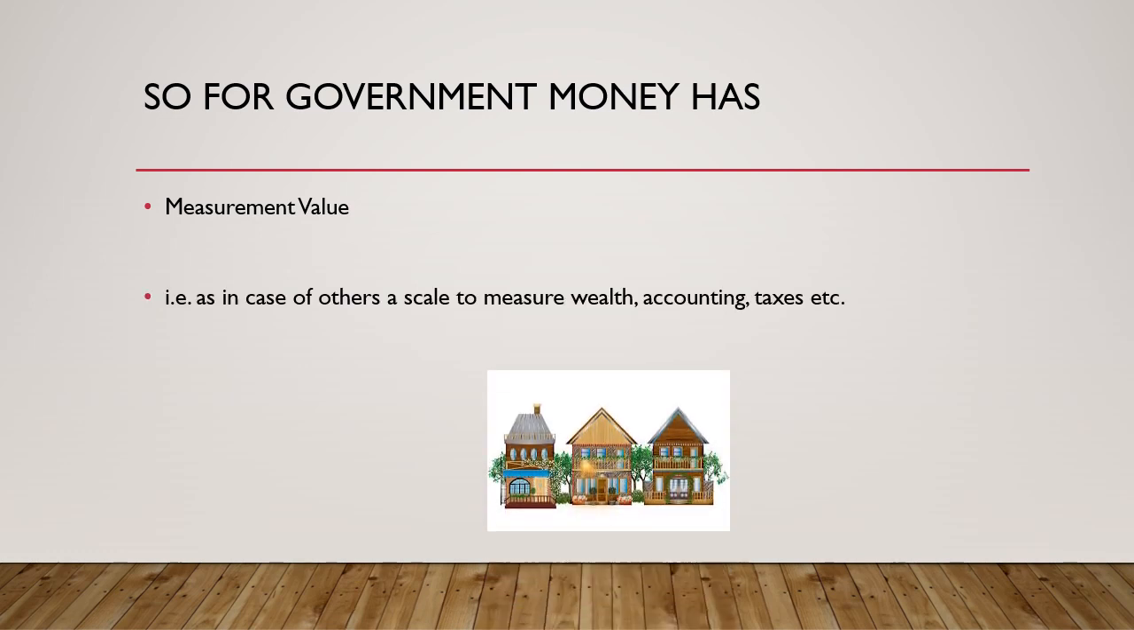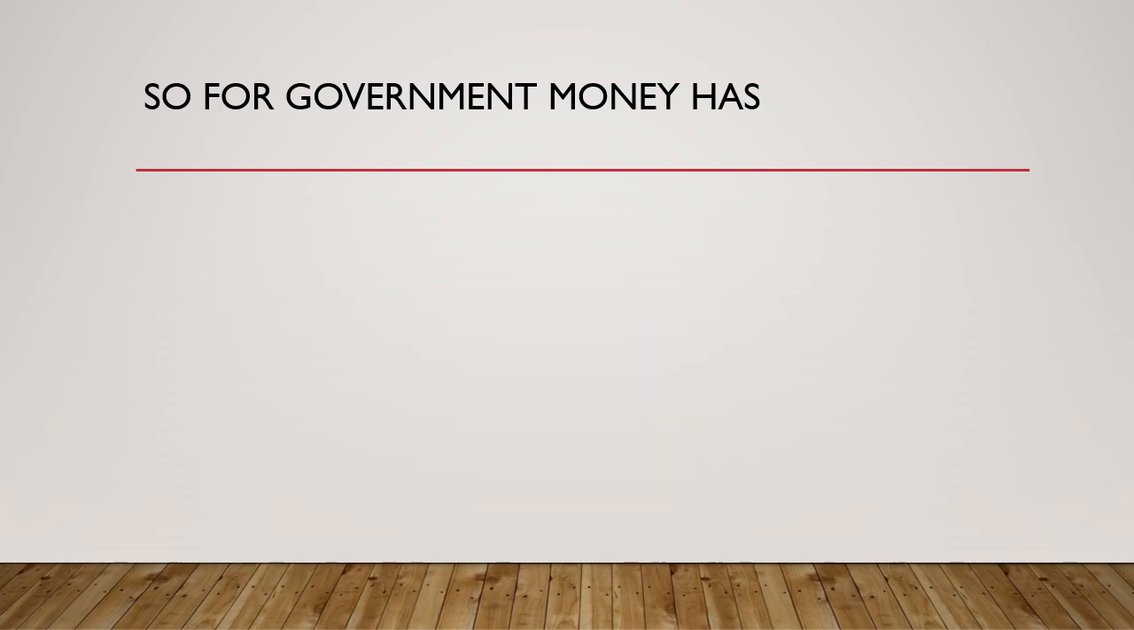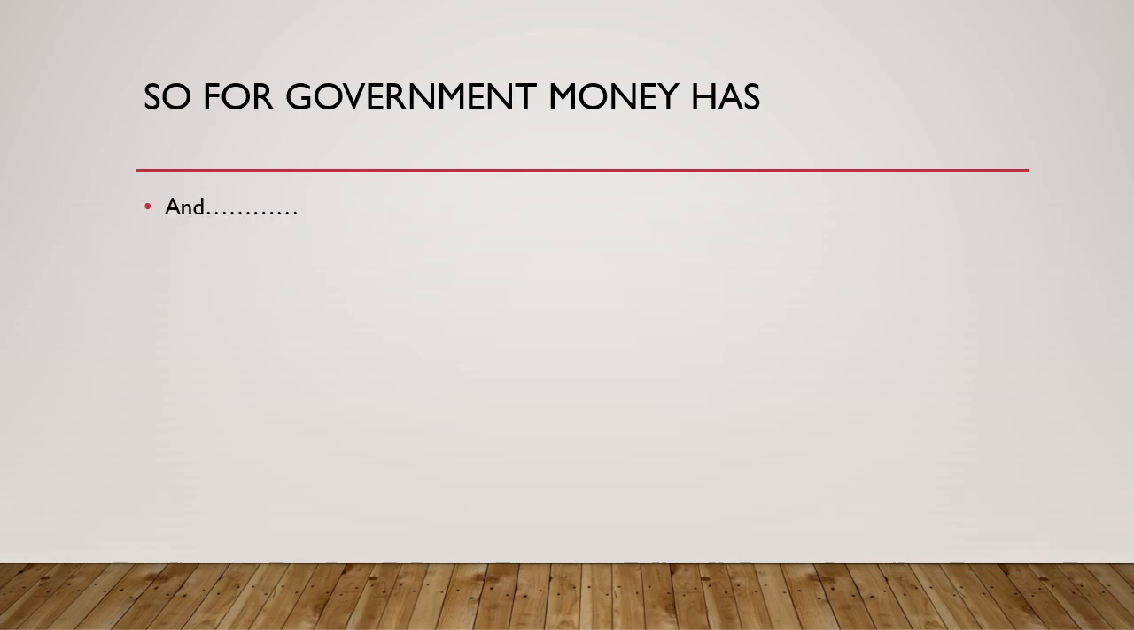Like for us, it measures its wealth, taxes, etc. using money. It's like a scale, like we measure distance in kilometers and miles. Money also has a medium of exchange value for the government, wherein it can buy goods and services using money. And the third distinct thing from us that money has for the government is that it's a tool to allocate resources and transfer wealth. How?